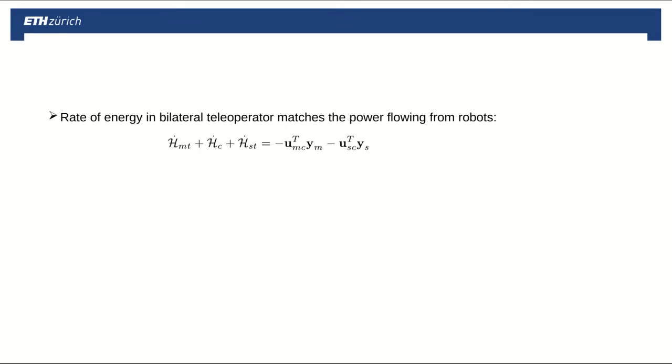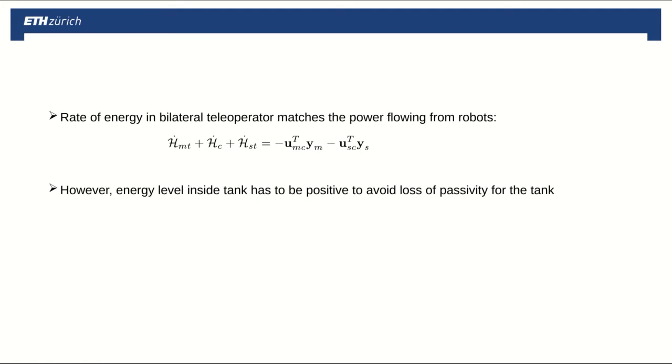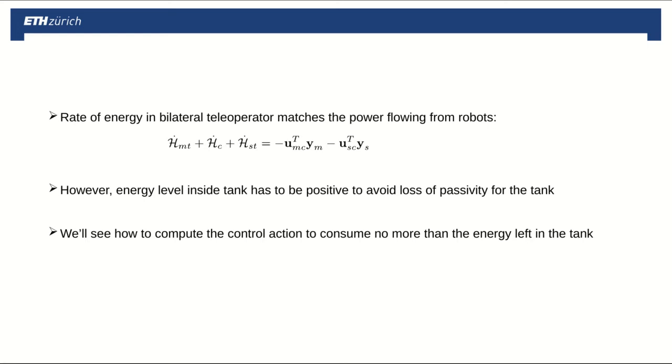Thanks to this interconnection, the rate of energy in the bilateral teleoperator matches the power flowing from the robots, so the bilateral teleoperator has been made passive. However, the energy level inside the tank has to be positive to avoid loss of passivity for the tank, and this can happen in discrete time. So we'll see how to compute the control action to consume no more than the energy left in the tank.